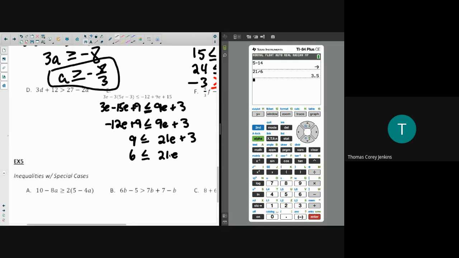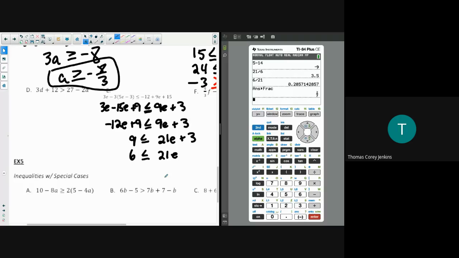And think about how silly that is. 21 times 3.5 equals 6. That's what you're telling me there. Okay, so we divide by this number. So it's actually 6 divided by 21. So that's not a nice number, right? So what I can do is use my calculator to turn it into a fraction. Remember, my calculator is different, so you might want to see me on how to do that. That's equal to 2 over 7. I'm just going to say 2 over 7 is less than or equal to E. Or E is greater than or equal to 2/7.